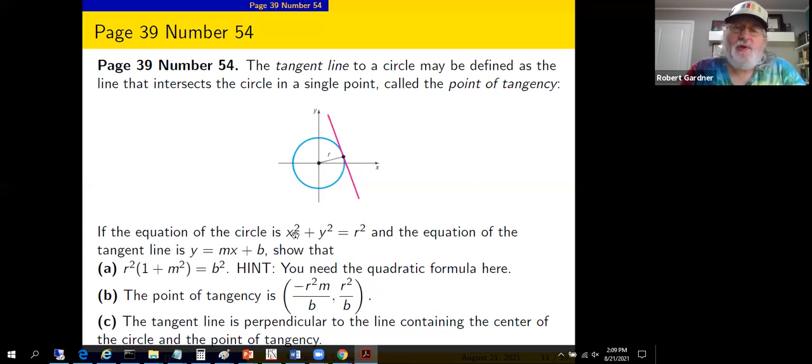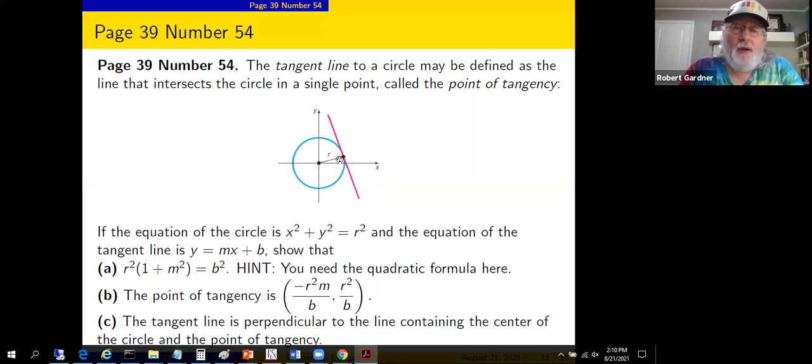If the equation of the circle is x squared plus y squared equals r squared, that'd be a circle with center 0, 0, and radius r. That's exactly what they've sketched out here. And if the equation of the tangent line is y equals mx plus b, here's the tangent line, and they're saying it's of the form y equals mx plus b. So where's the point of tangency?